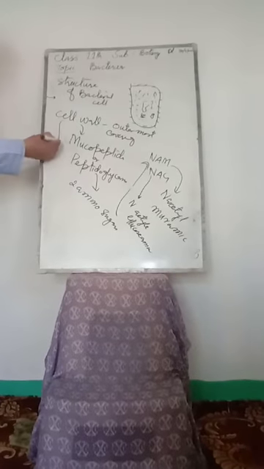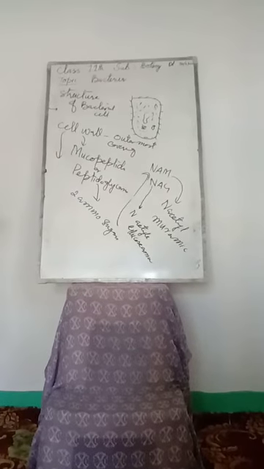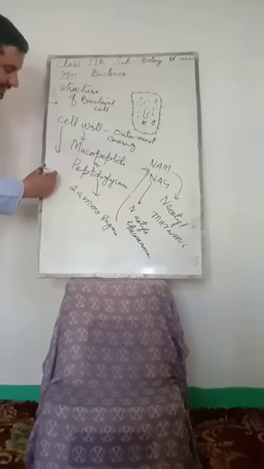The cell wall of a bacterial cell produces certain thread-like structures. Certain thread-like structures are projecting out from the cell wall of the bacterial cell. Those thread-like projecting structures are called flagella.